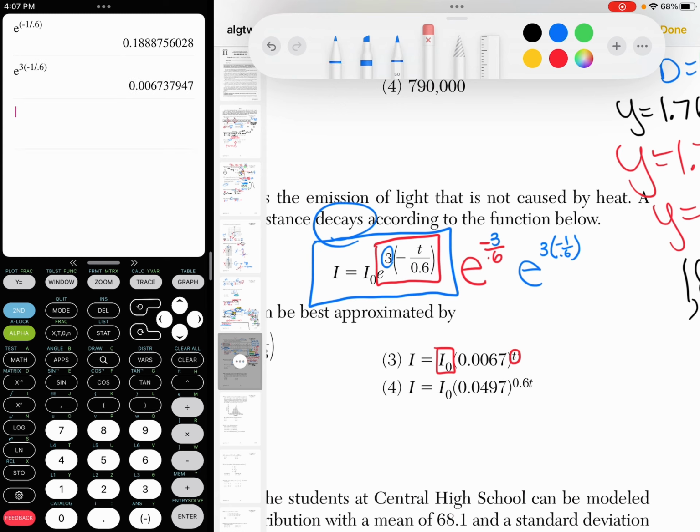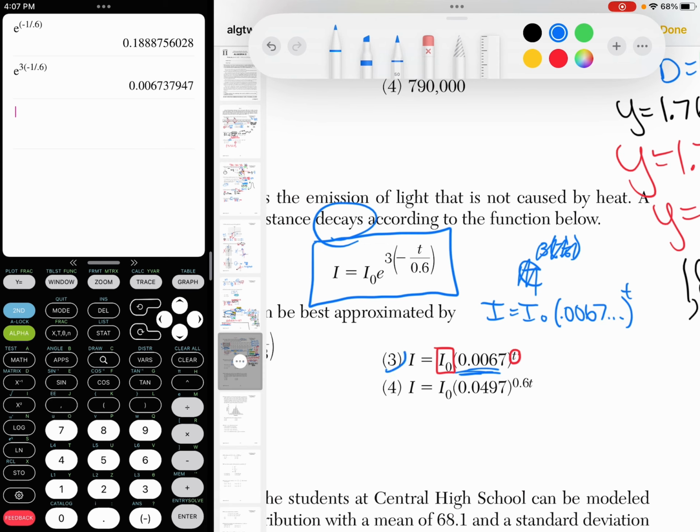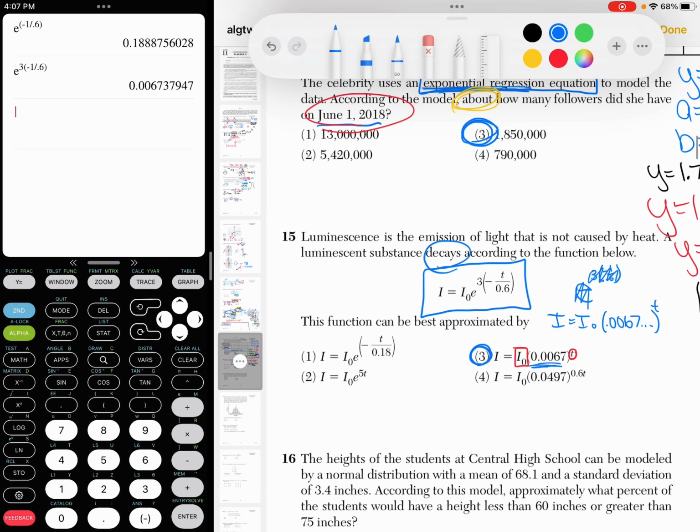So when I raise it to the 3 times -1 over 0.6, I get that number on my calculator, which is this number. When I've raised it to all of those numbers, that means the E is gone. When I take those away from the original expression, I have I0, the E is gone, the 3 is gone. It's just raised to the T, but it's that number raised to the T. So I'm going to put that 0.0067 and so on, to the T, which does match up with choice 3.